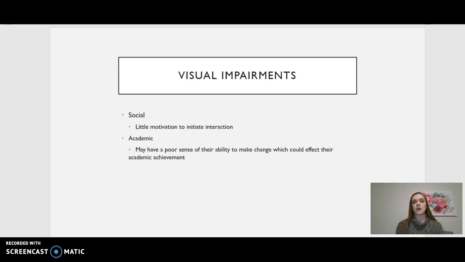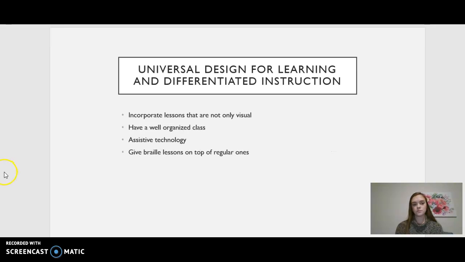With visual impairments, the social part of it, there's little motivation to initiate interaction. Because they can't see who they're talking to, it's hard for them to want to go up and talk to you, or they don't know who you are necessarily. And then with the academic side of it, they have a poor sense of their ability to make change, which could affect their academic achievement. Some UDLs for visual impairment would be to incorporate lessons that are not only visual, allow them to have hands-on learning, and assistive technology may also help in this aspect as well.